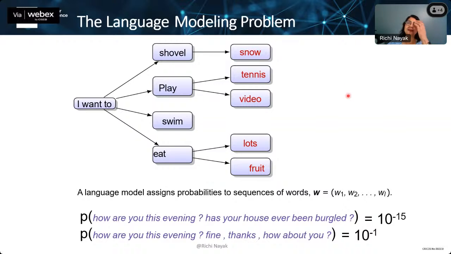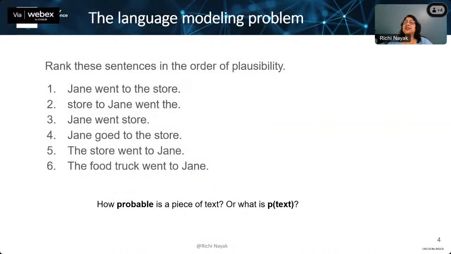And then the systems, during training time, let's say if you write, "How are you this evening?" the language model would go and find out what the sequences are that appear with this one. So for example, "How are you this evening?" One response is, "Has your house ever been burgled?" Or, "Fine, thanks, how about you?" So the system would find that the probability of this first phrase following the query is very, very low, whereas the probability of this second sequence is much, much higher. And so the process is that you do ranking. So essentially what we are doing, we are counting the probability and then we are ranking.